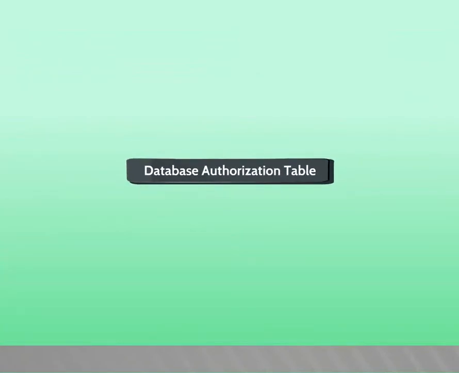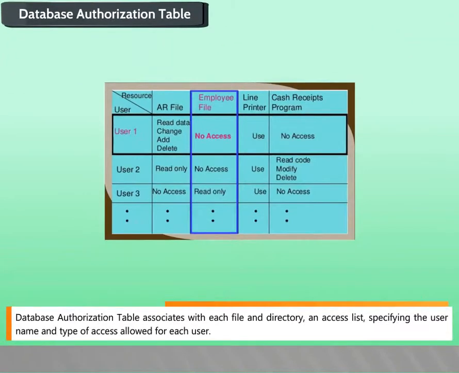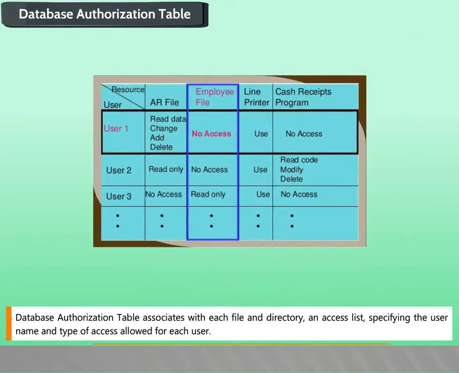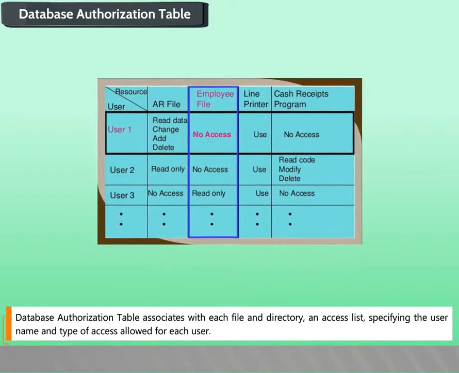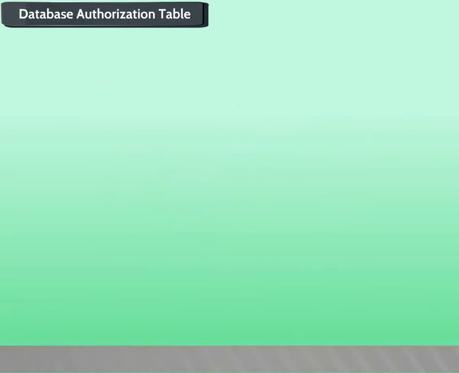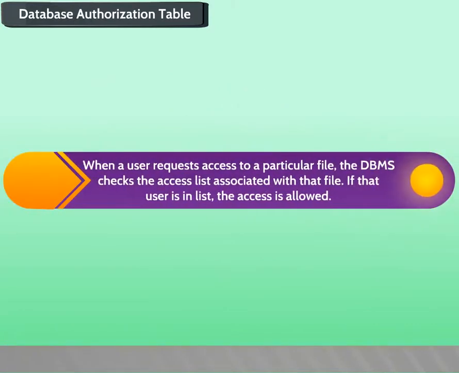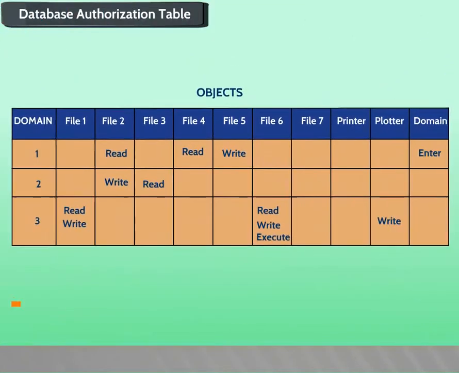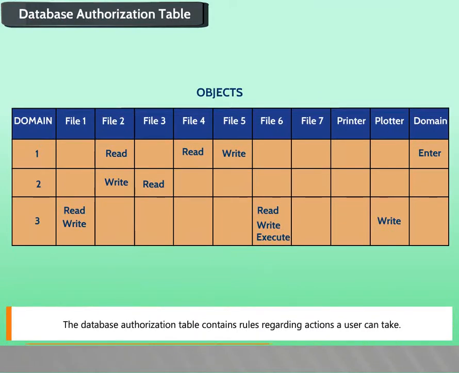Database authorization table. A database authorization table associates with each file and directory an access list specifying the username and type of access allowed for each user. When a user requests access to a particular file, the DBMS checks the access list associated with that file. If that user is in the list, the access is allowed. The database authorization table contains rules regarding actions a user can take.